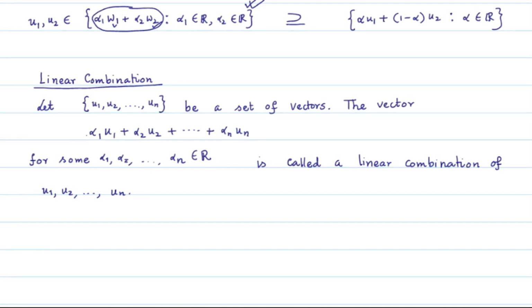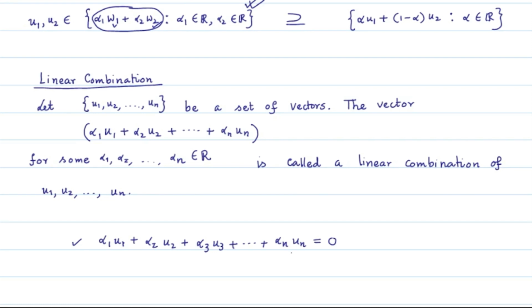We notice that in this expression of linear combination of the vectors u1, u2 till un, if we take the values of all alpha i's to be zero, then we get the null vector. So the null vector is always a linear combination of any given few vectors. In case this equation is true for at least one alpha i not equal to 0, then we call the vectors u1, u2 till un linearly dependent.